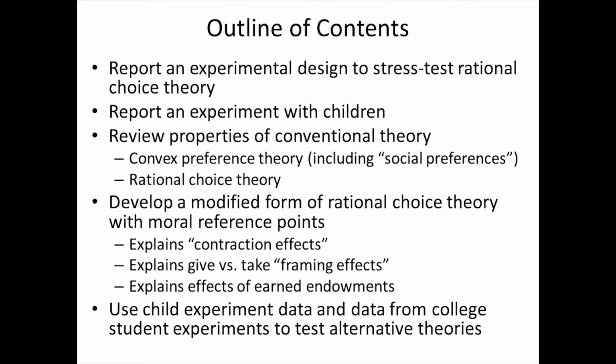We develop a modified form of rational choice theory itself, the basic axioms, that includes moral reference points. It explains the so-called contraction effect that I was talking about, that you'd have to have seen in John's early data. It explains the give versus take so-called framing effect, that is the other anomaly besides the contraction effect. It also explains the other major anomaly in this area, which is the earned endowment effect, that people behave differently when they earn an endowment as opposed to playing with house money. And we use data from our child experiment, and also data from college student experiments, which is the Cronqvist, Milner, and Rossellini data.